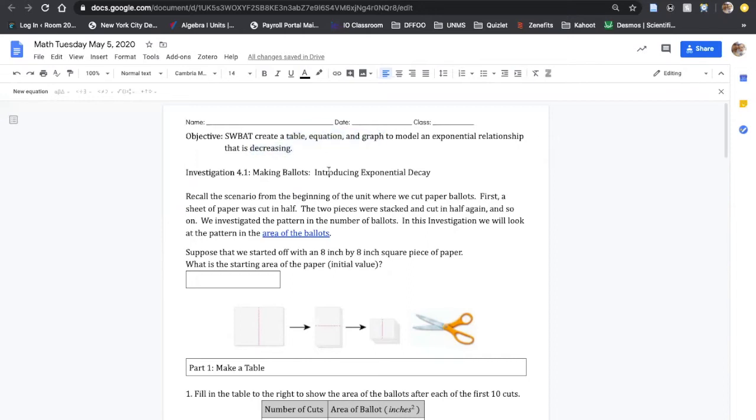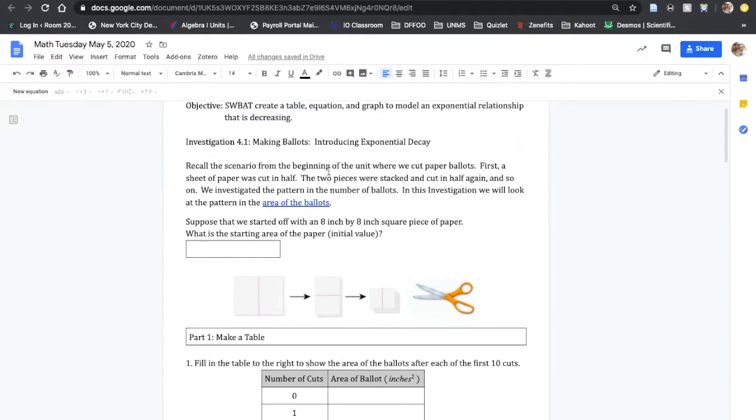All right. So if you remember back at the beginning of this unit, we were going over that scenario where Penelope was cutting paper to make ballots for, I think it was a school election, right? So we said she started off with one piece of paper, she cut it in half down the middle, then she stacked those two pieces of paper on top of each other, cut it in half again, right? She then stacked those four pieces of paper on top of each other, cut it in half again, and we started counting up how many ballots she had after each cut, right?